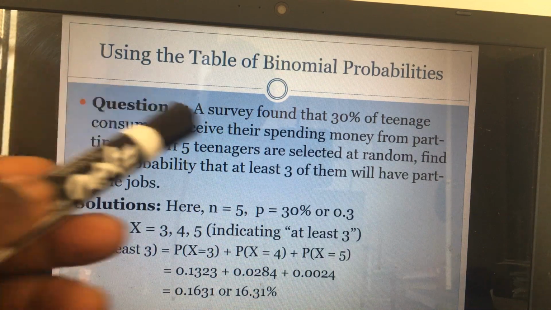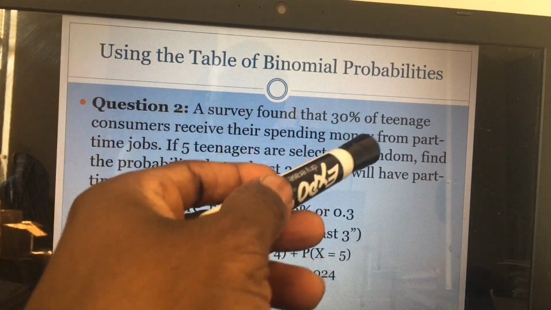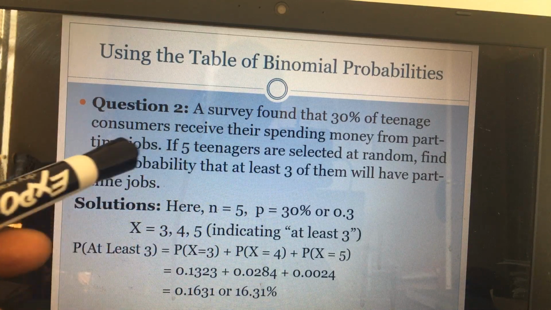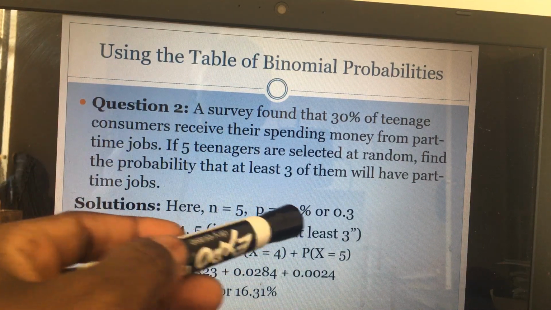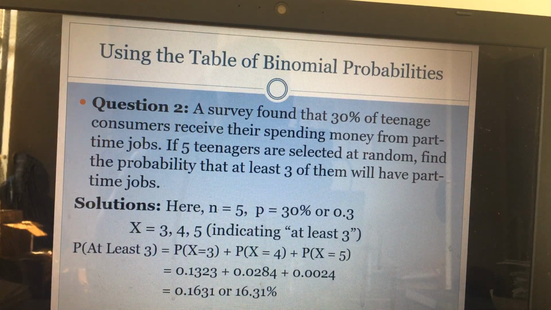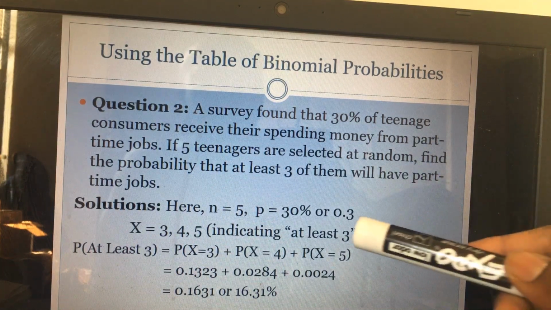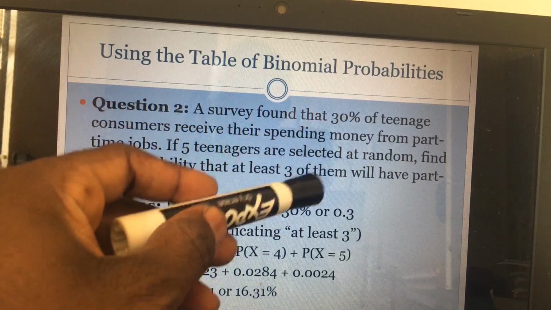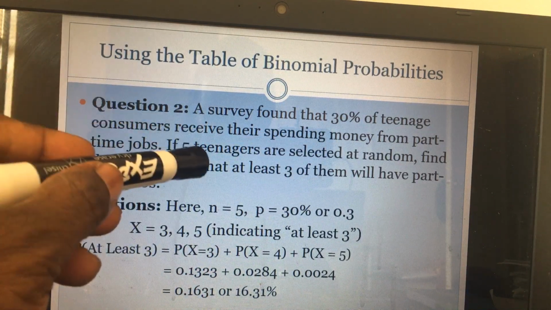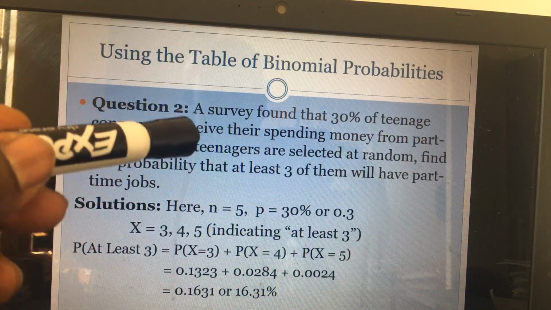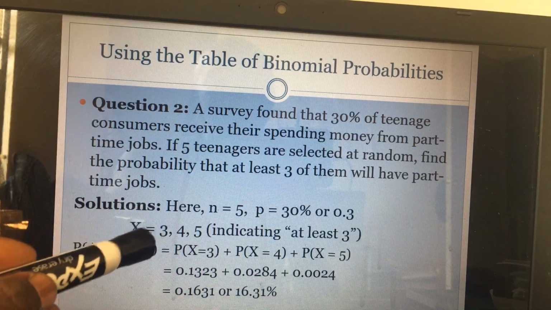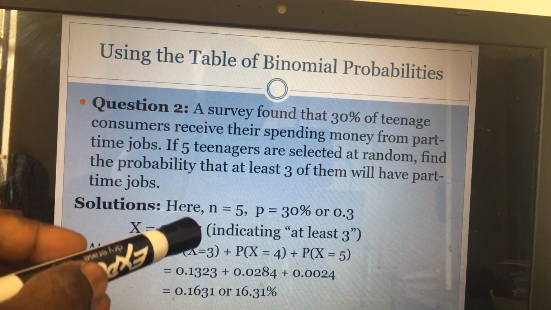It says here that the survey found that 30% of consumers receive their spending money from part-time jobs. So our P is 30%. We don't need Q because we're using the table. So 30 or 0.3. It says find the probability that at least 3. So we have 5 of them selected. At least 3 means 3 or more. So our x will be 3, 4, 5.